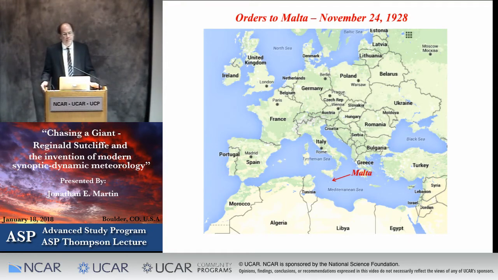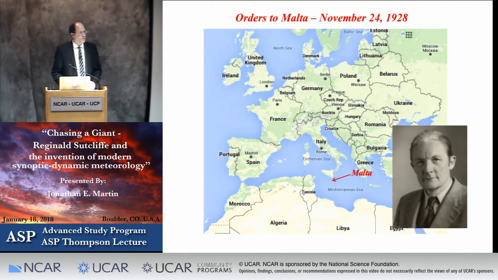So after a year of boring, uninspiring work in the Met Office, but he lived in London for a year, which he liked, he was given orders to go to Malta to further understand things about what's going on in the Mediterranean. So he moved there in late November 1928, and this was weeks after Tor Bergeron had been sent by Wilhelm Bjerknes to evangelize about the Norwegian model to the British Met Office.